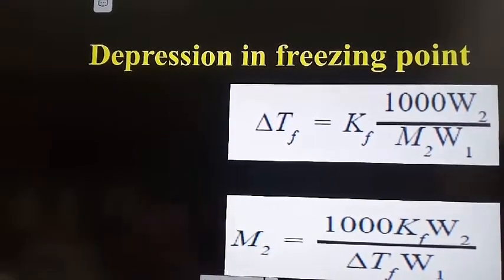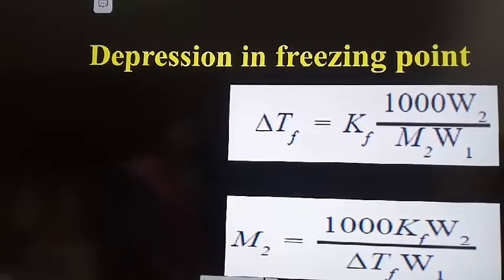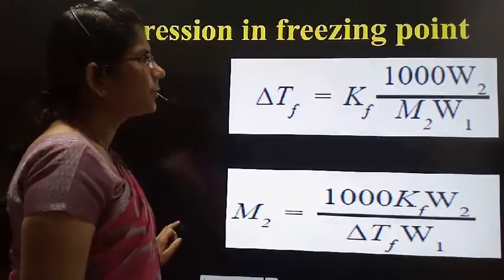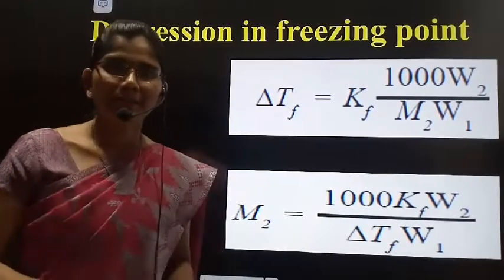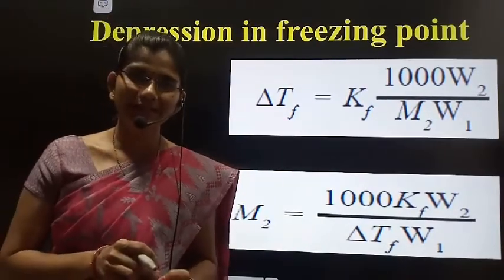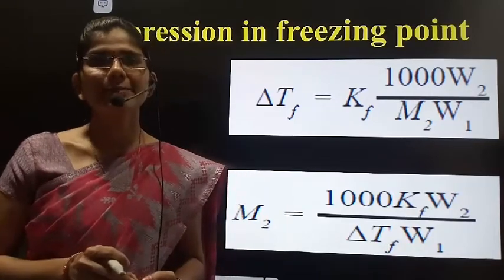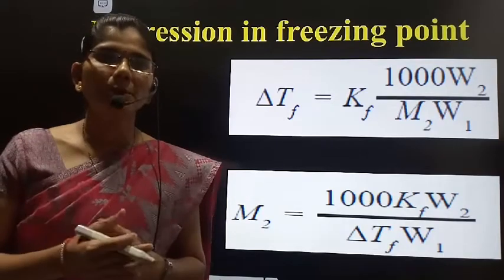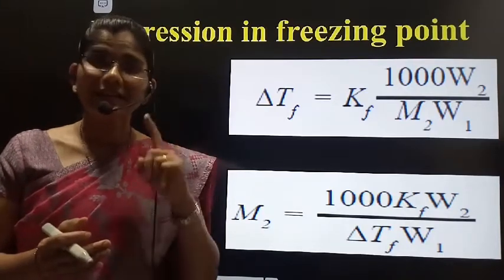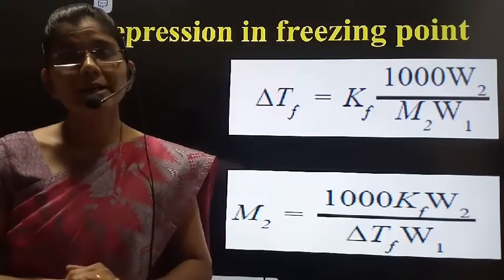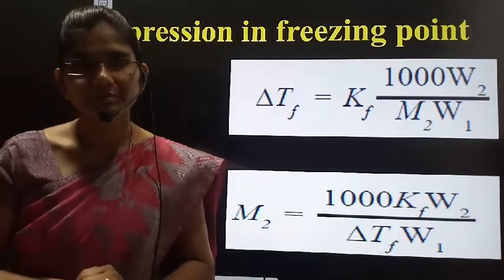So dear student, with this lecture we completed the three colligative properties. The first one is lowering of vapor pressure, the second one is elevation in boiling point, and the third one is depression in freezing point. But the second and third properties are dependent on the first colligative property, that is the lowering of vapor pressure.